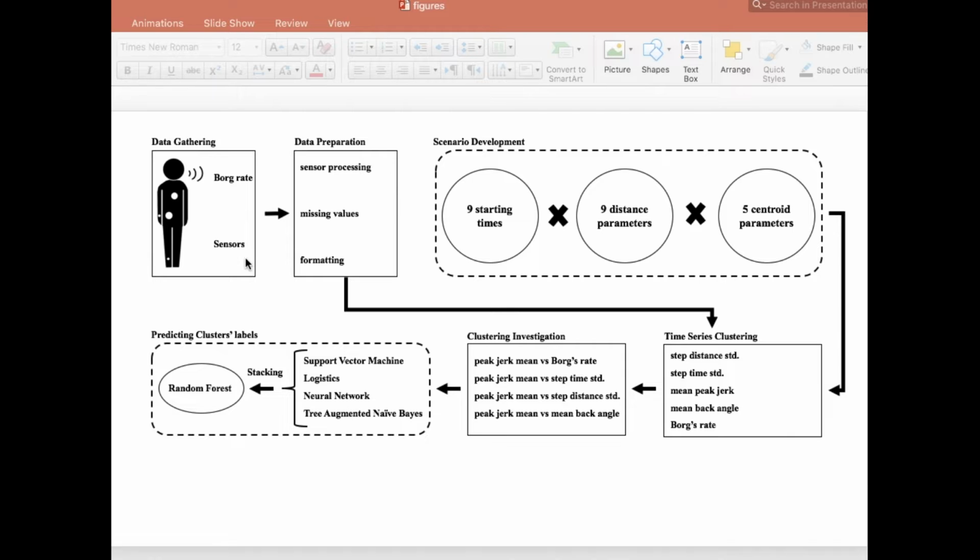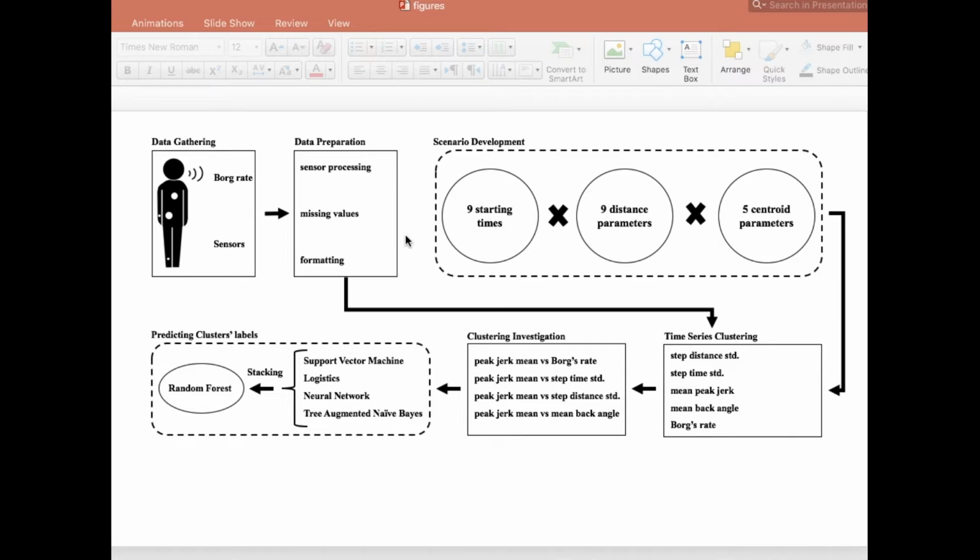Then we had data preparation. Basically, the data achieved from the sensors are processed. Then we took care of the missing values. Basically, we want to have the longest window of time where data is available for all subjects, and it was like 50 data points starting from time point 1. Then we formatted the data into time series to be able to apply time series clustering over the data that we had.